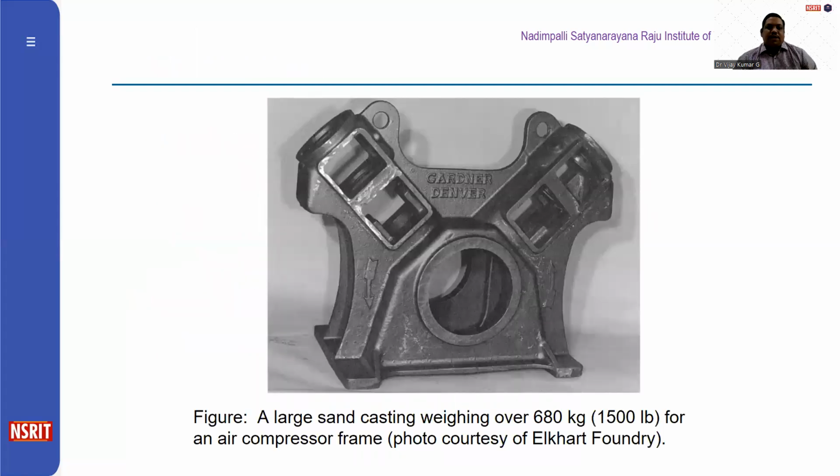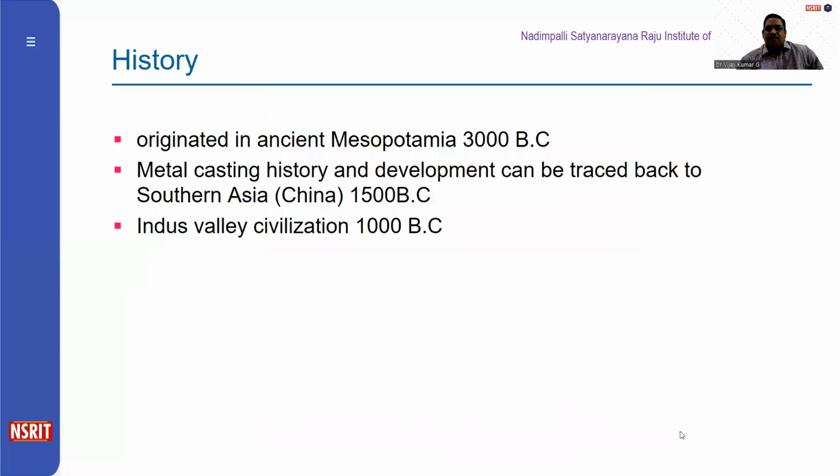Here you can see one example figure of a large sand casting which weighs over 680 kg. It is being manufactured for an air compressor frame. This whole thing was manufactured using a casting process.